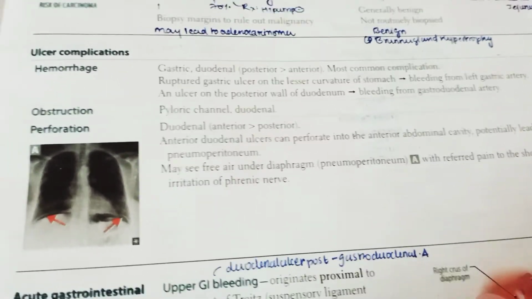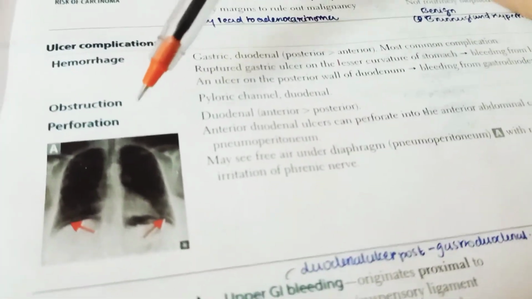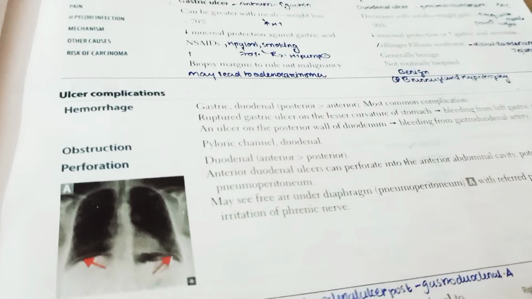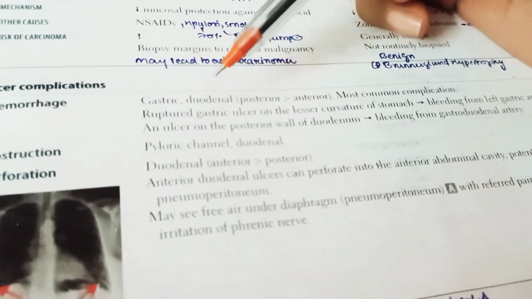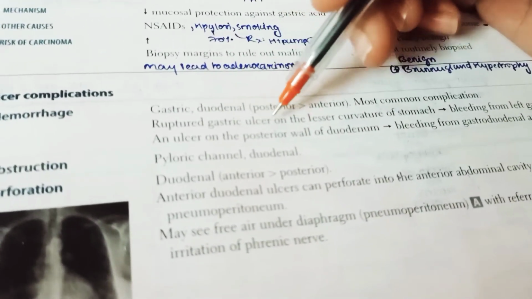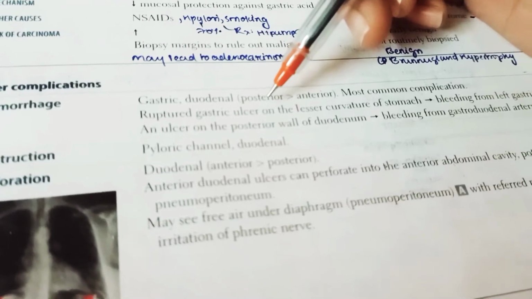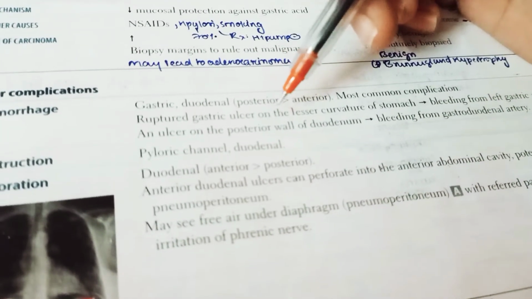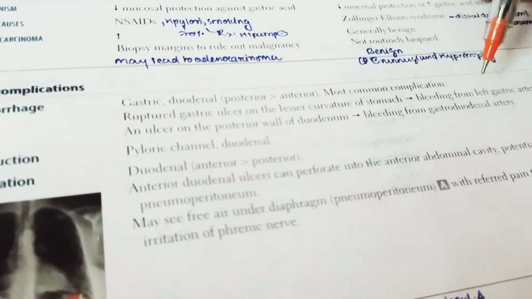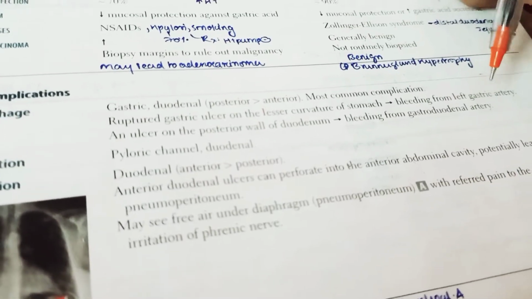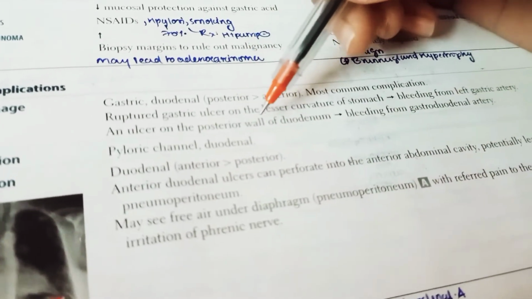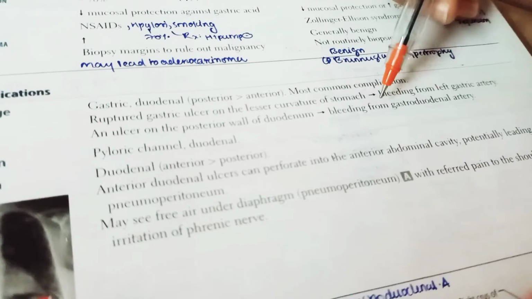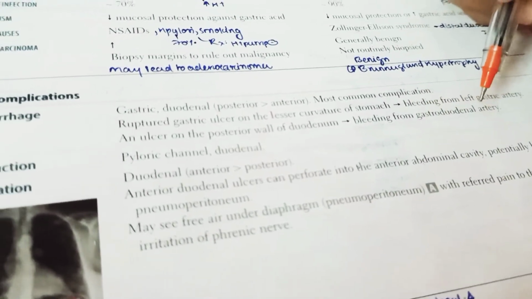Ulcer complications may be hemorrhage, obstruction, and perforation. Hemorrhage, especially, is most common in gastric ulcers, and in duodenal ulcers, posterior hemorrhages are most common. Also, a ruptured gastric ulcer present on the lesser curvature will lead to bleeding from the left gastric artery, because that supplies that area. And with an ulcer on the posterior wall of the duodenum, there will be bleeding from the gastroduodenal artery.